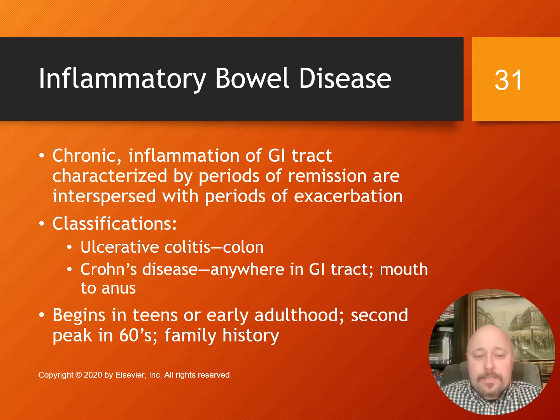Inflammatory bowel disease. This is a chronic inflammation of the GI tract, characterized by periods of remission interspersed with periods of exacerbation. Classifications include ulcerative colitis of the colon and Crohn's disease, which is anywhere in the GI tract, mouth to anus. It begins in the teens or early adulthood, with a secondary peak in the 60s. Particularly at risk is family history, as this does seem to run in families.